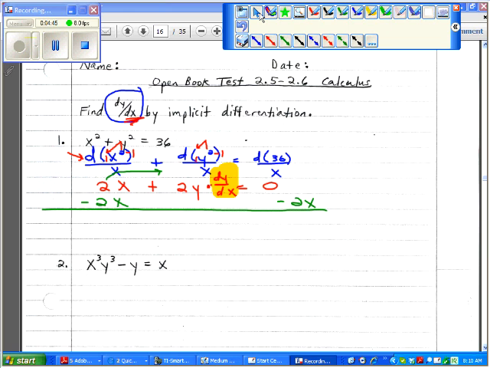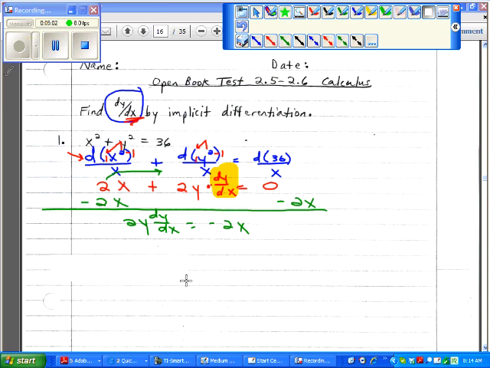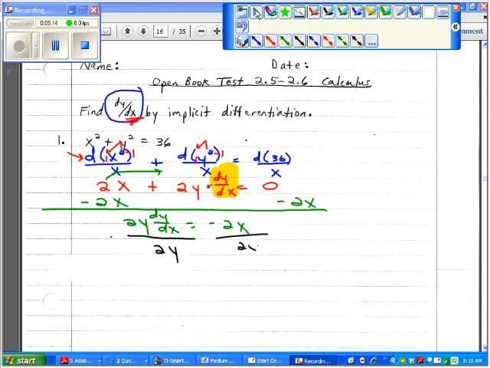We probably don't have to show that step anymore, but anyway, so we're going to have 2y dy dx, which we could have written as y prime, is equal to negative 2x. Now we can undo multiplication by division, which was important for us to know that that was multiplication. It is because of the chain rule. Now we're going to undo what's multiplied to the dy dx. We're going to undo that by dividing.